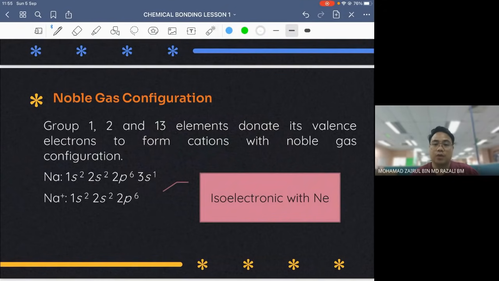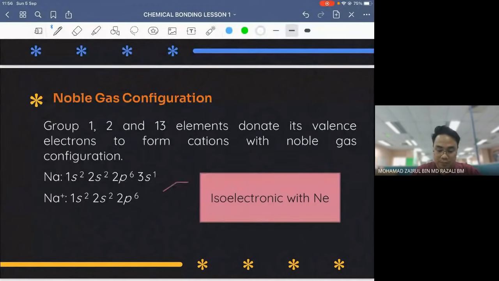Okay, so for group 1, group 2 and group 13 elements, dia akan donate its valence electron to form cation. Okay, and the cation formed from group 1, 2 and 13 will have a noble gas configuration. Maknanya dia punya electronic configuration of the ion akan sama dengan electronic configuration dari salah satu elemen daripada group 18.